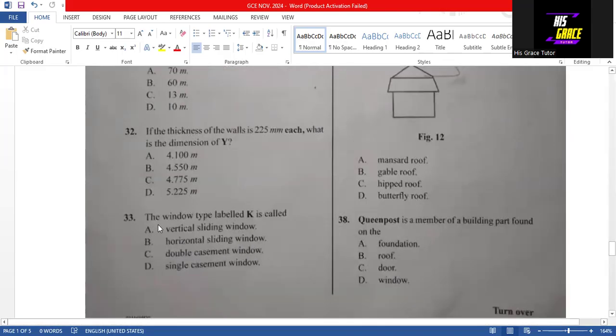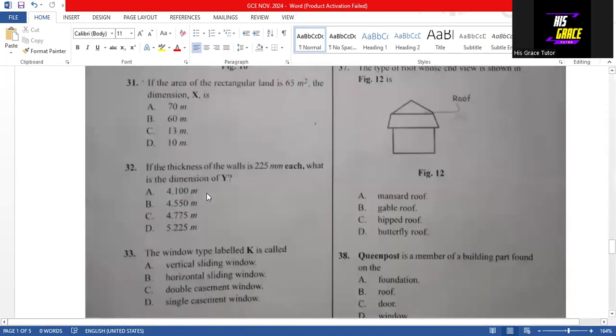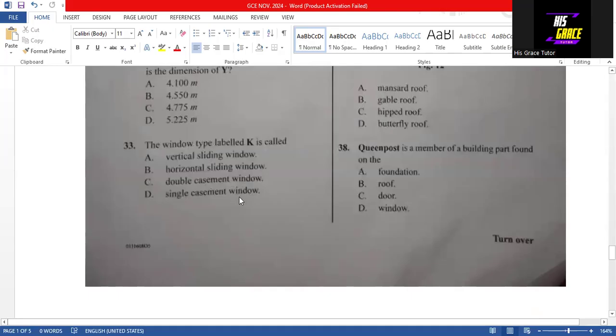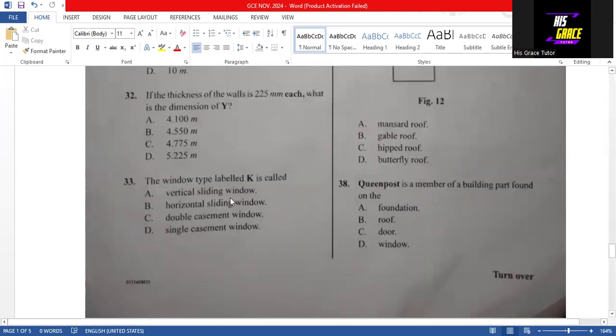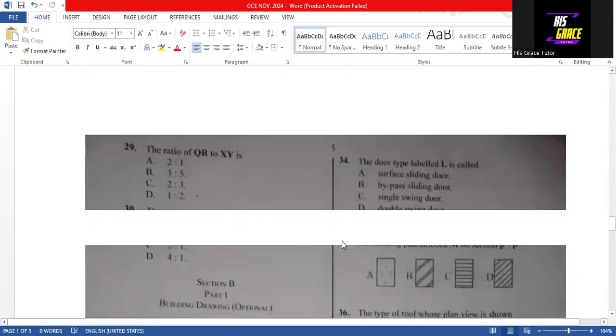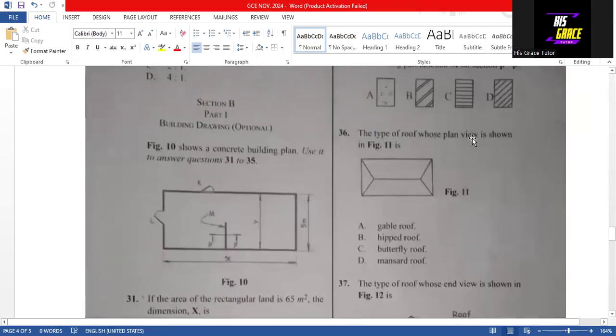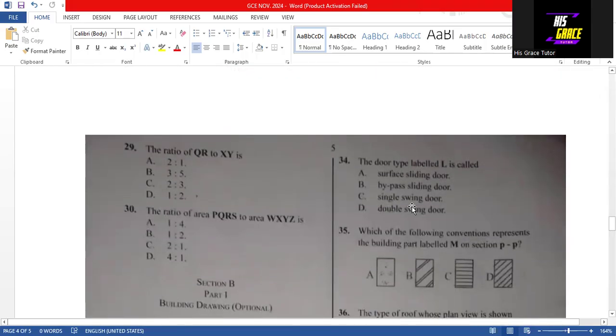And question 33 says that the window type label K is called. So this is the window type they are talking about, and the answer to this question is single casement window. Then question 34 says that the door label L is called. So this door, label L, is called single swing door. This is the door. So option C is the answer to that question.